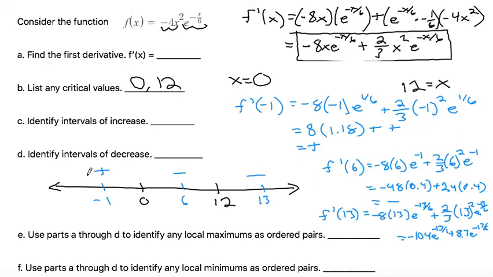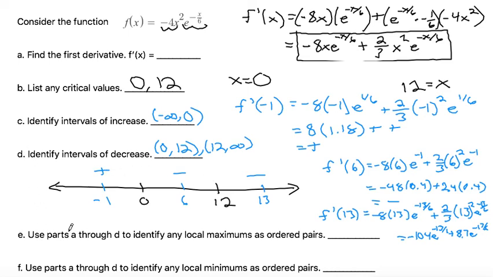So the intervals of increase is where the derivative is positive, which would just be from negative infinity up to 0, but not including 0. And the intervals of decrease is where the derivative was negative, which is from 0 to 12, and then again from 12 to infinity. But we're using the parentheses here to show that it's not including 12. Okay, so that's parts C and D.